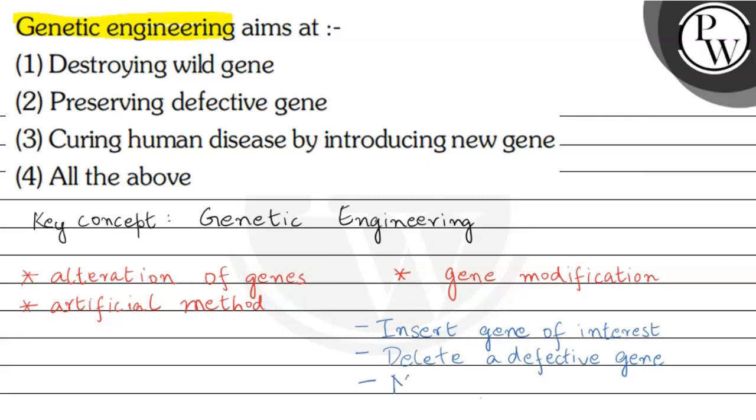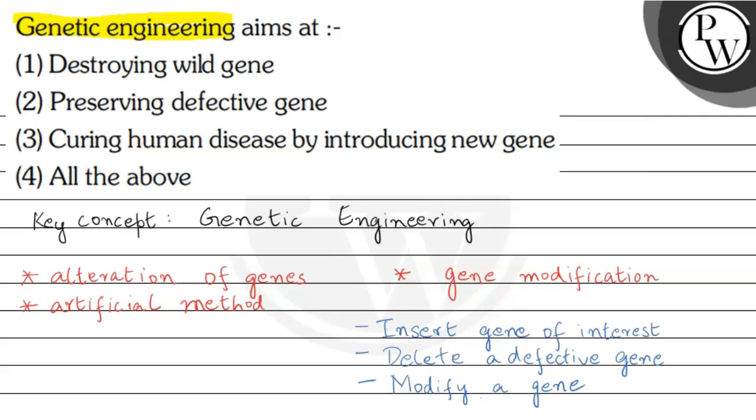Also, we can modify a given gene in an organism not by inserting or deleting the gene, but just by modifying or making a change in that gene according to our own needs. So we can again cure a disease by simply modifying the defective gene and making it a normal gene. So these are the techniques or ways in which we can alter an organism's gene by using genetic engineering.